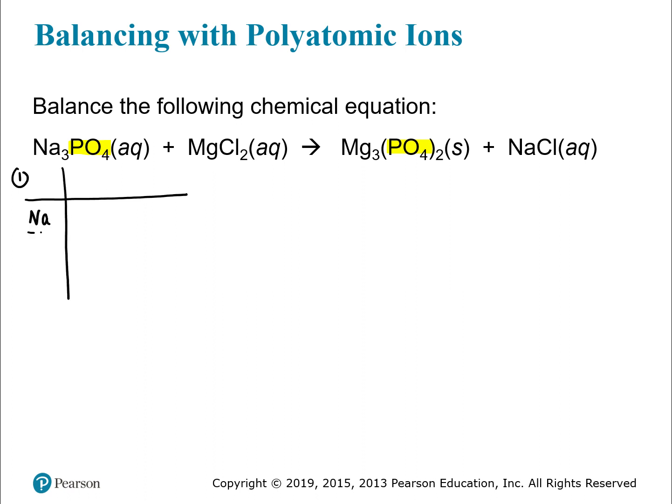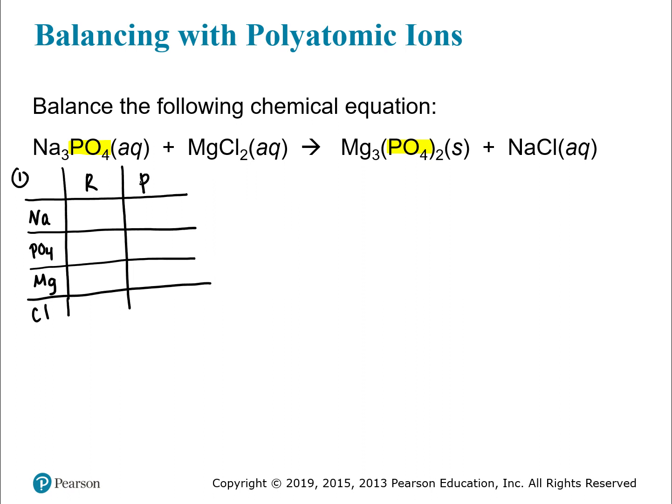We've got sodium, phosphate, magnesium, and chlorine. Let's count them up. 3 sodiums, 1 phosphate, 1 magnesium, 2 chlorines. Remember to look at those subscripts, and for the PO4, we're considering the whole thing as a unit. We're counting that as 1.